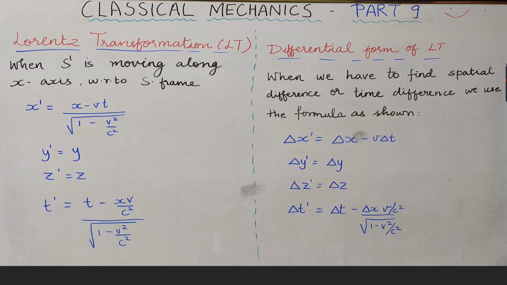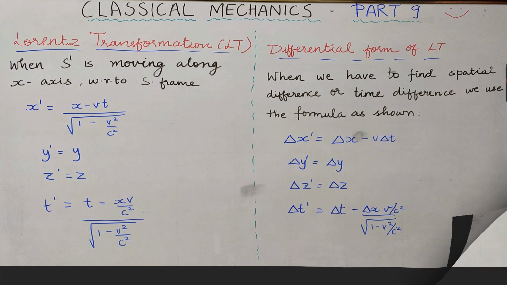And if S is moving along the x-axis with respect to S prime frame, then your formula changes as x is equal to x prime plus vt. So you'll have to note all those. And then the next important formula is the differential form of the Lorentz transformation. So these formulas are very much required when we have to find the time between the two frames or the distance between the two frames or such. So this is a very important formula.